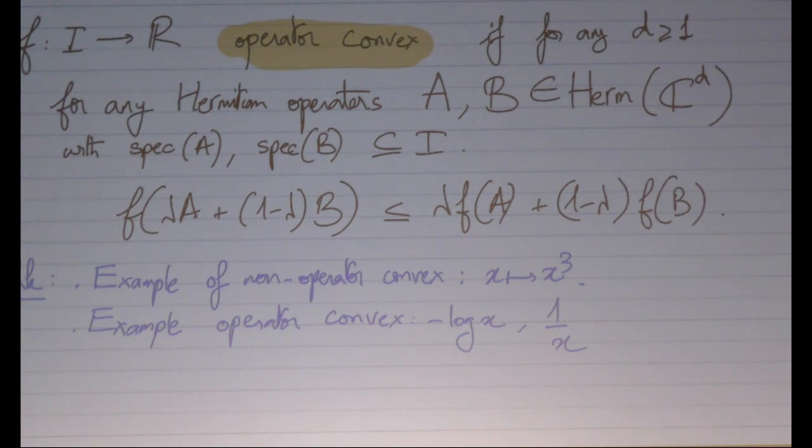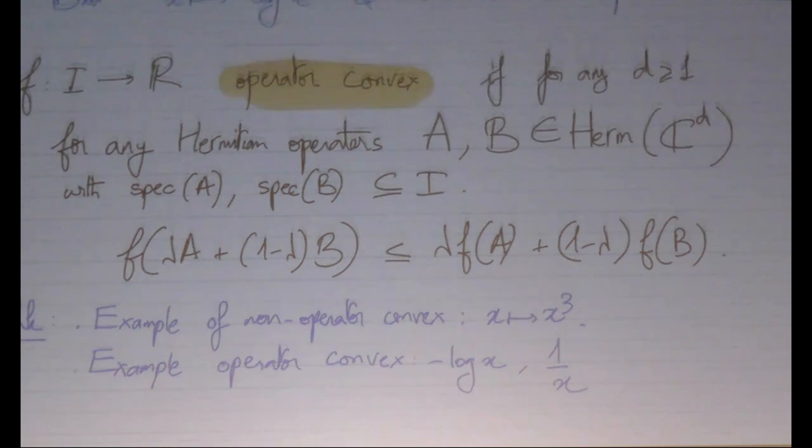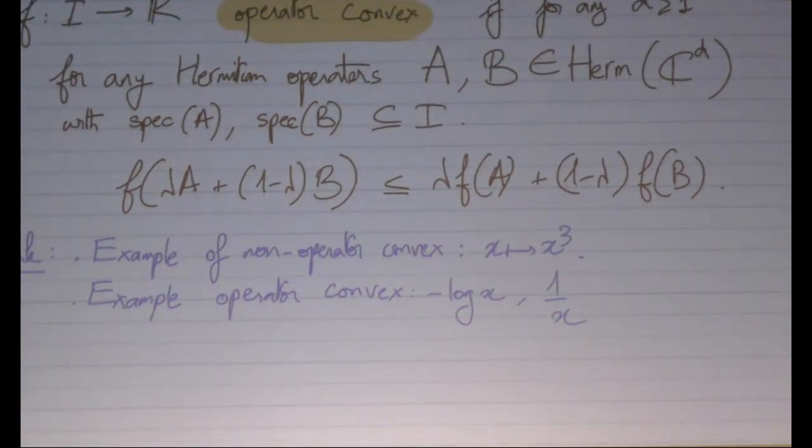It's exactly the same thing. I say that f of a convex combination of A and B is smaller than the convex combination of the outputs of f. And again, similar to before, there are examples of convex but not operator convex functions. There are also operator convex functions, and you should do this in the problem session. I should say that there is a nice theory of operator convex and operator monotone functions, and they're even in some sense fully characterized. So we know exactly what the functions are which are operator monotone and operator convex.